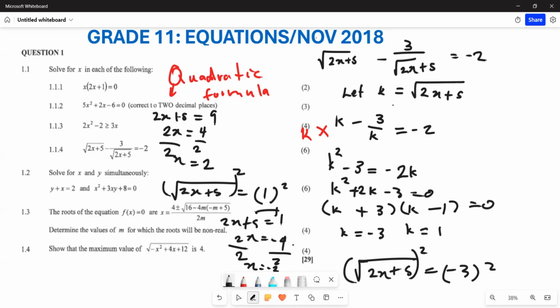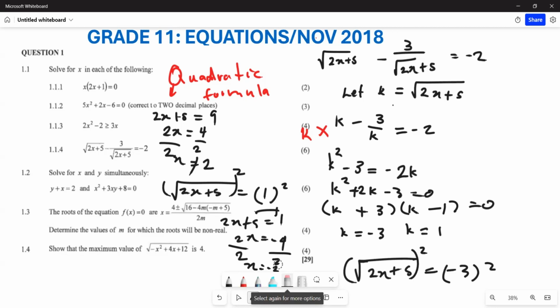When you are plugging in your 2 here, you say 2 into 2 plus 5 subtract 3 over root 2 into 2 plus 5 is equals to, you are not getting your -2 out again. So what does that mean? This basically means this is not your solution. Out again, which means your solution for this particular question is going to be where your x is equal to -2. Out again. So basically now this is how you're going to attempt this particular question, right?